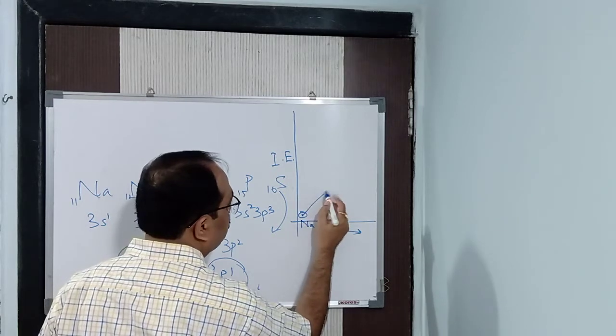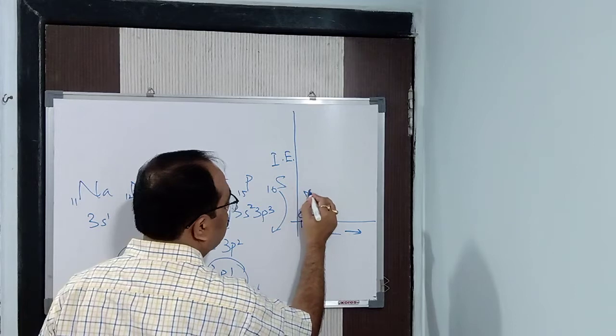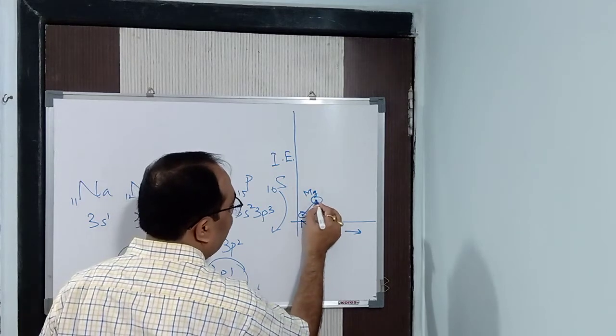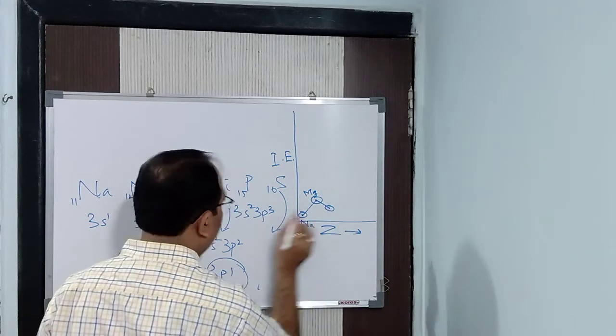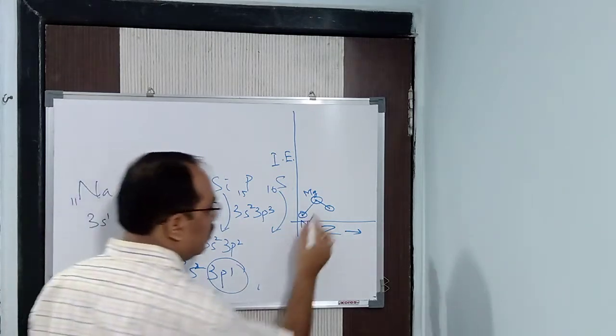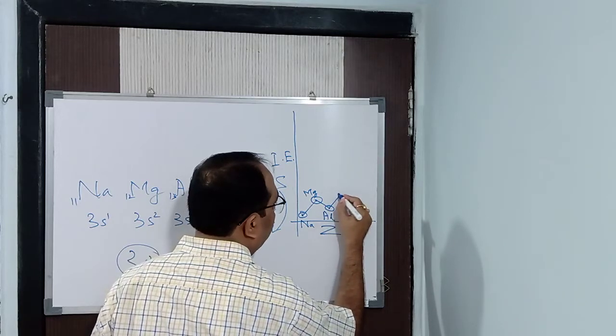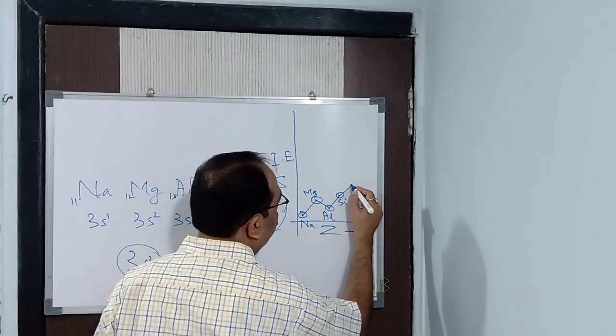It increases. Magnesium, this is Mg. Then after that, aluminium decreases. Just now we said magnesium has higher ionization energy, and aluminium is going to decrease. It is coming down. This is your aluminium. Then silicon again increases. Phosphorus again increases.